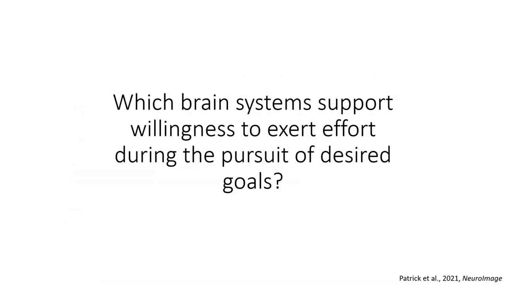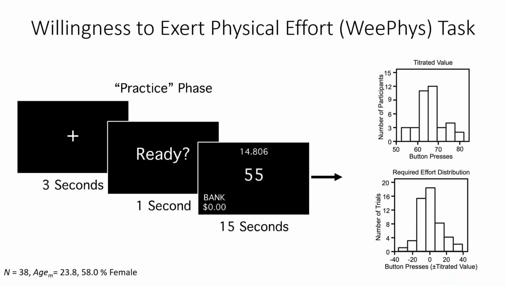So that brings me to the core question of this study, which was which brain systems support willingness to exert effort during the pursuit of desired goals? To examine this, I developed a novel task called the Willingness to Exert Physical Effort, or WePhys task. There are two components to this task. The first is the practice phase.